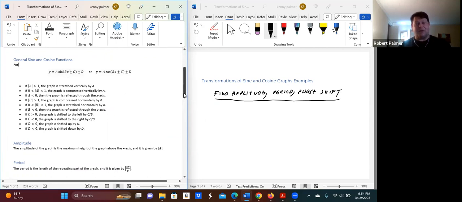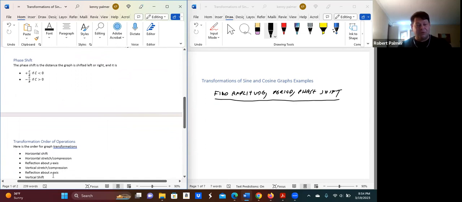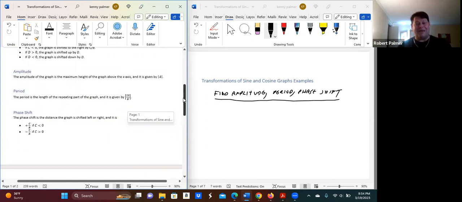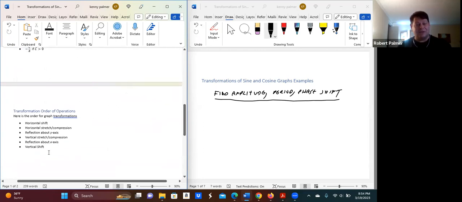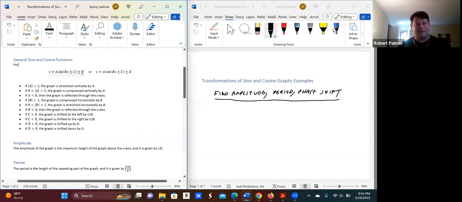Okay. Then next comes a vertical stretch or compression, which is given by A. Then a reflection around the x-axis, which happens if A is negative. And then finally, the last thing is a vertical shift, which is given by D. So once again, order of operations, you first do your horizontal shift if there is one, which is determined by C and B.